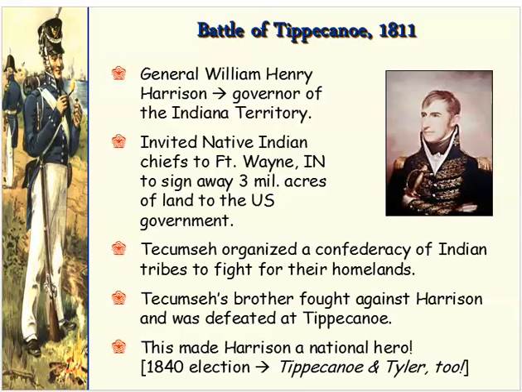William Henry Harrison, who's the governor of the Indiana Territory at this time, invites Native Indian chiefs in the area to Fort Wayne, Indiana, to sign away 3 million acres of land to the United States government. Some of the local tribes in the area, like the Shawnees, get wind of this, and their chief, Tecumseh, is not very happy about this signing away of Indian land. So he organizes a confederacy of Indian tribes to fight for their land. And it's a bitter battle. But William Henry Harrison is successful. He defeats Tecumseh and Tecumseh's brother at what became known as the Battle of Tippecanoe.